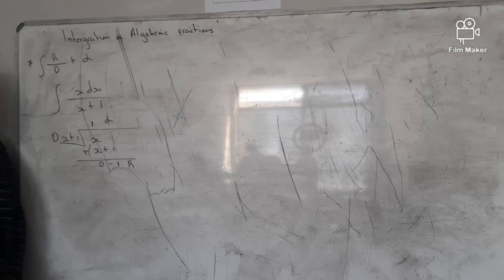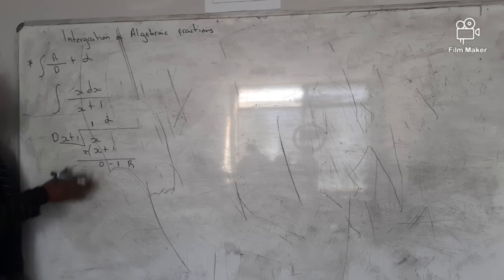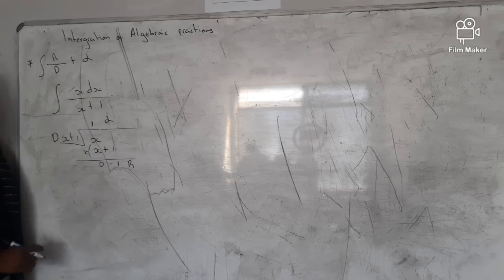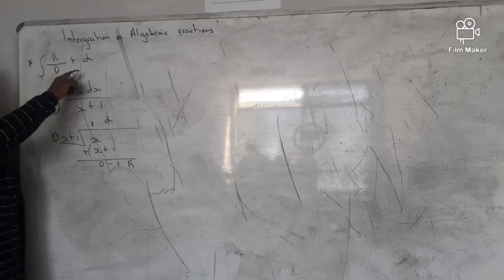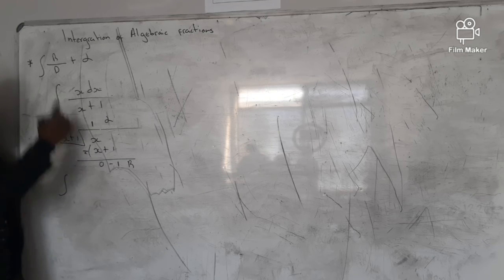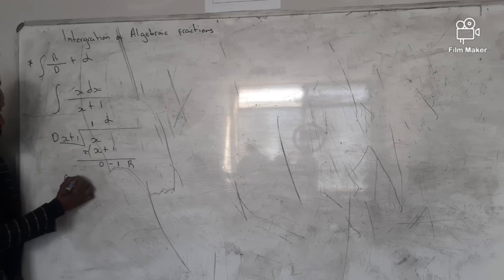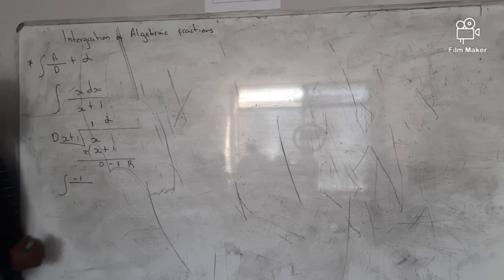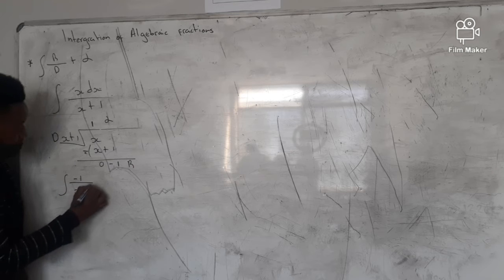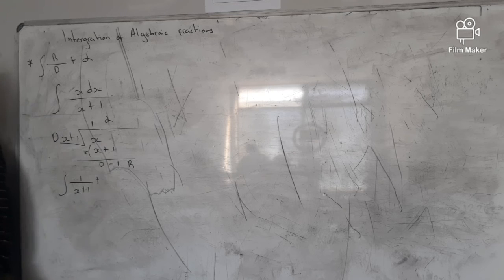You understand it? Alright. After identifying this, you have to take it back to your original formula. That's why I gave you this formula. So it's going to be the integral of my remainder, which is negative 1, divided by my divisor, x plus 1, plus my quotient, which is 1.